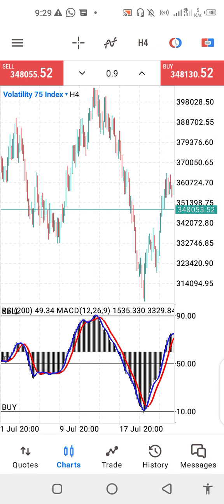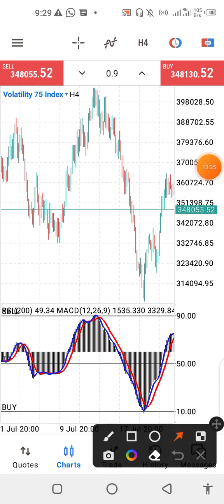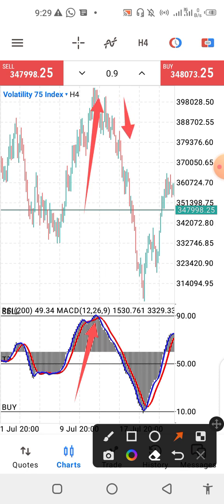So look at something here. So here it touched 90. So all you have to do is to what? Click on sell. And look at something here. Once it touched the 90 here, look at how it dropped. So look at the profit you would have made, right?